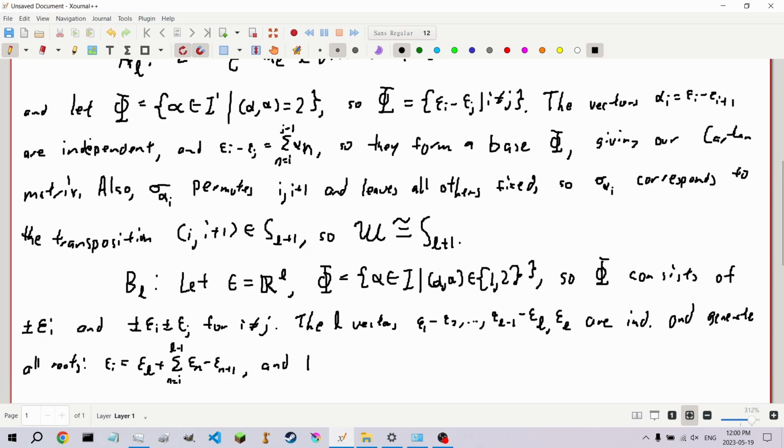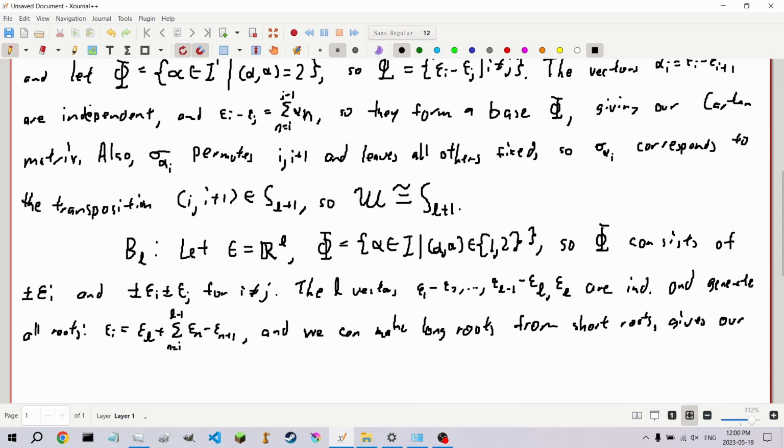And we can make long roots from our short roots in the trivial manner, which gives our Cartan matrix.